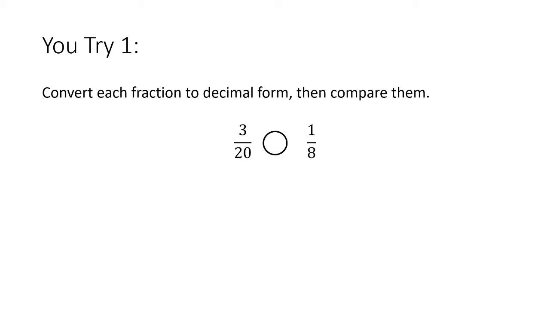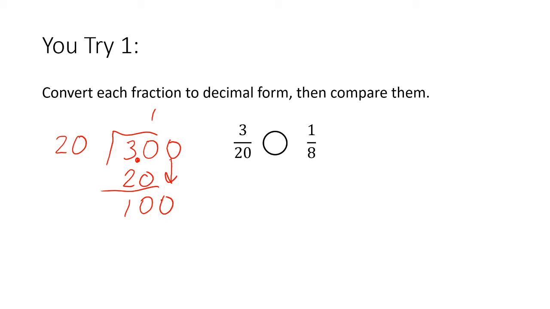Okay, now that you've done that, let's do them together. So first thing I'm going to do is put 3 on the inside, 20 on the outside. 3 can go into 30 one time. 1 times 20 is 20. And I'll have 10 left over. 20 can't go into 10, so I have to add a 0 and drop it down. 20 goes into 100 5 times. 5 times 20 is 100. And I have no leftovers, so I'm all done. Now I can pop up the decimal and I'll get 0.15.